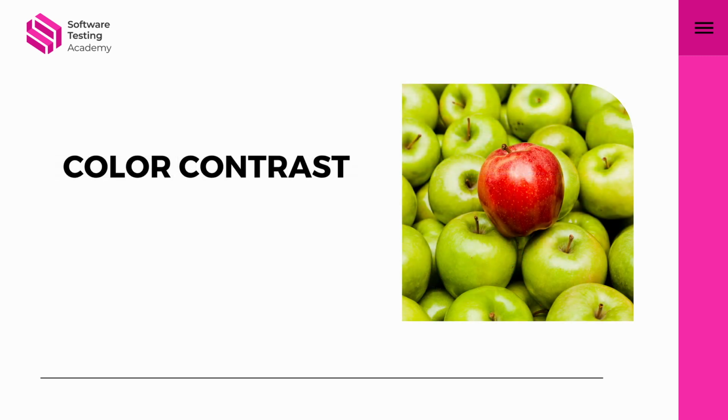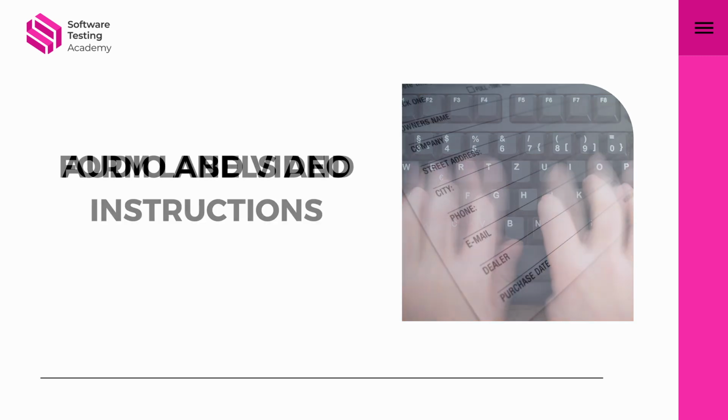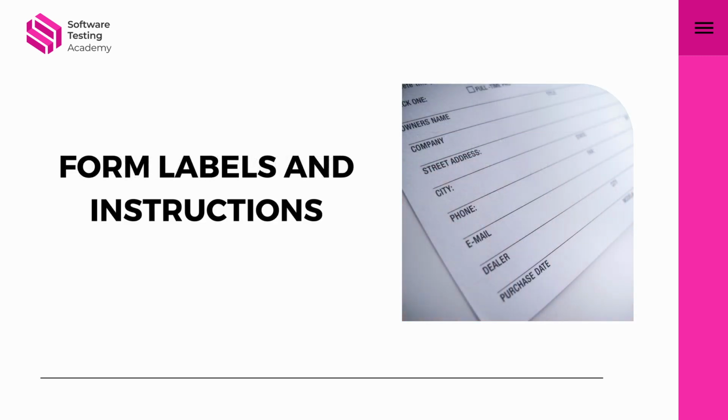Color contrast. Maintain sufficient contrast between text and background colors to make content readable for users with low vision. Tools like color contrast checkers can help you ensure compliance. Audio and video. Provide captions, transcripts, and audio descriptions for multimedia content to make it accessible to users with hearing or visual impairments.